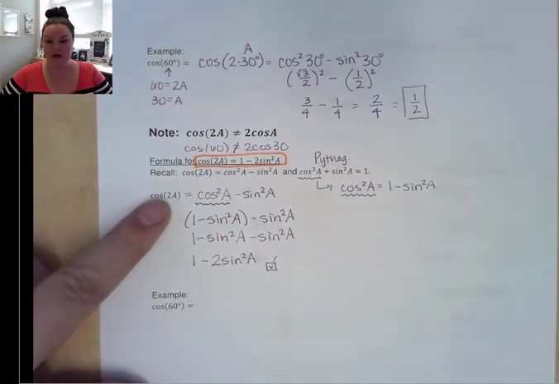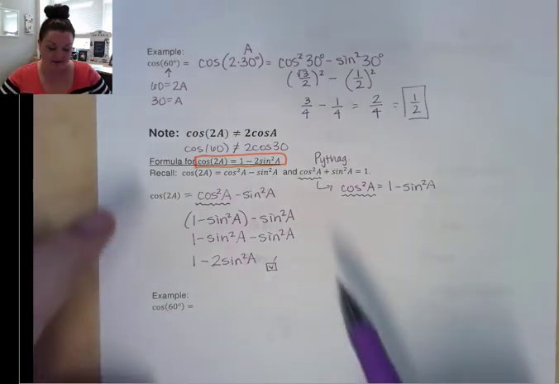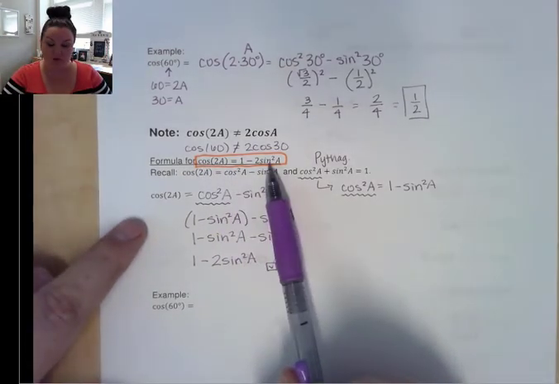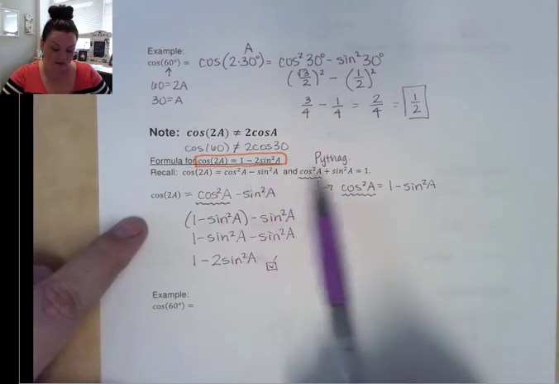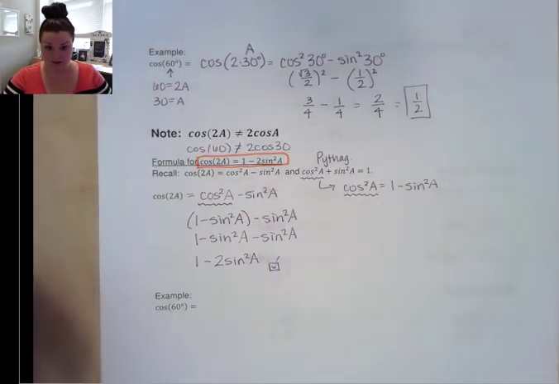This is something I would look for you to be able to do on a test. If I tell you to prove this formula using these two identities, I would assume that you could, in fact, do that. Okay? All right, so again, let's verify it.